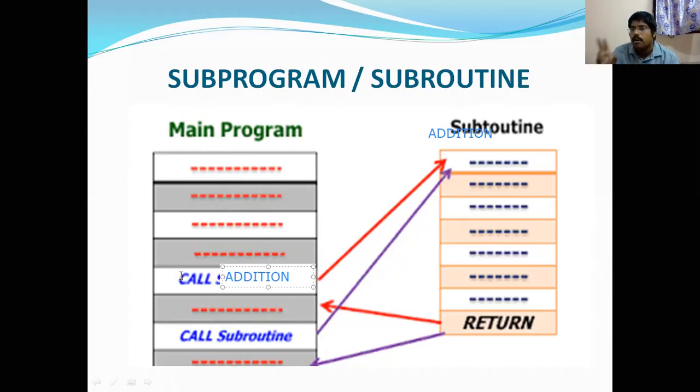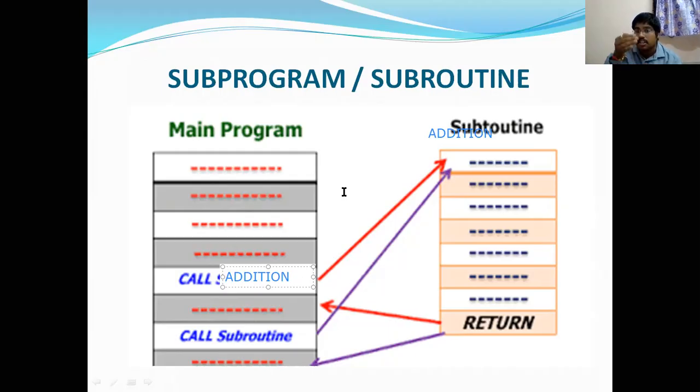We have two important instructions called CALL and RETURN, and similarly PUSH and POP. Whenever it encounters the CALL instruction, call means to call someone. It calls whatever name we have placed next to it. If you observe here, the name I have given is ADDITION. Then it will understand that ADDITION is the name of a subprogram or subroutine, and it will search for where this particular subroutine is present in the memory.